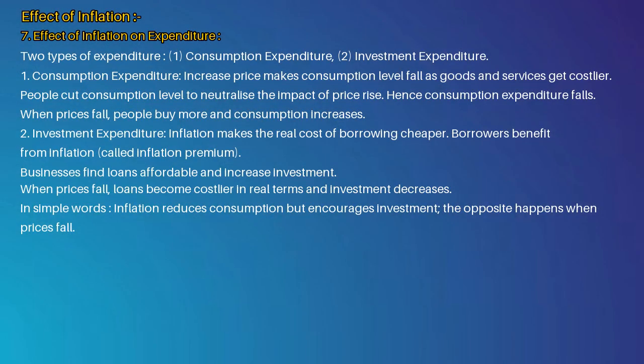assets. 7. Effect of inflation on expenditure. Two types of expenditure. 1. Consumption expenditure. 2. Investment expenditure. 1. Consumption expenditure. Increased prices make the consumption level fall as goods and services get costlier. People cut consumption to neutralize the impact of the price rise. Hence consumption expenditure falls. When prices fall, people buy more and consumption increases.